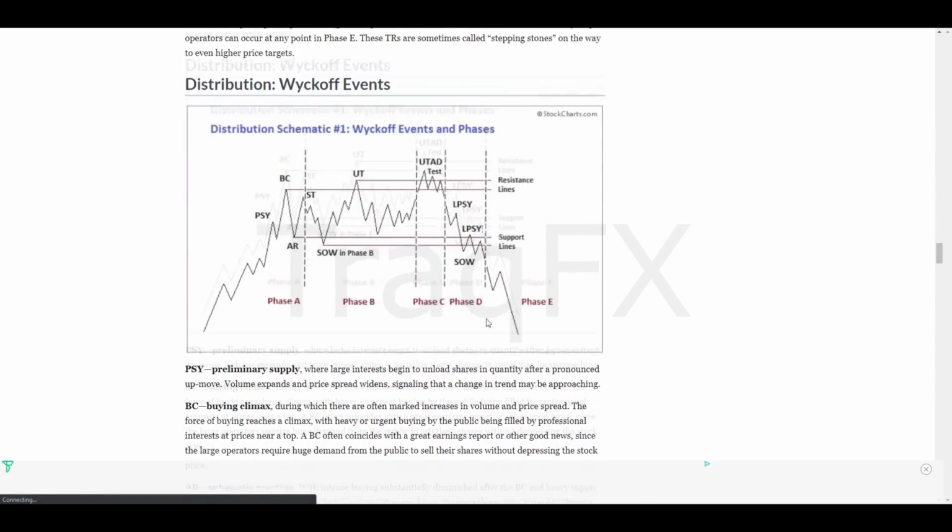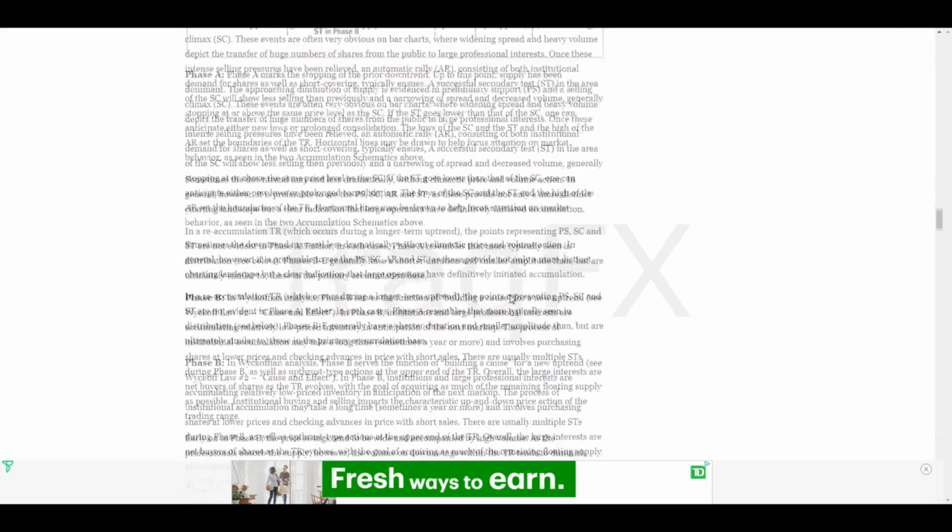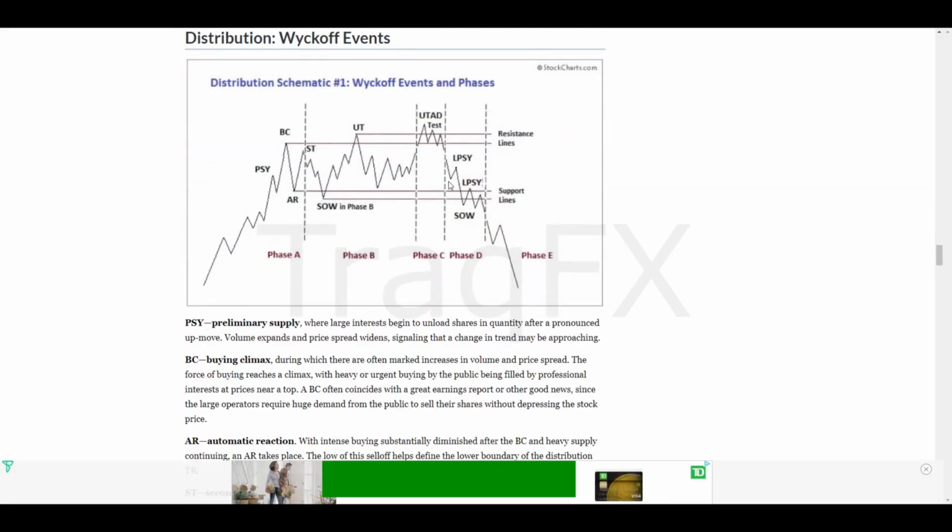So that's a little confusing, but imagine this LPSY is the same as this, but just the opposite. So we have our last point of supply where the market does make its push down. We have that major push down, right? Once we do have that major push down, our last point of supply is basically the market creating that last pullback before actually selling off greatly.